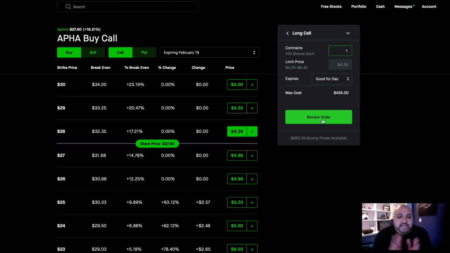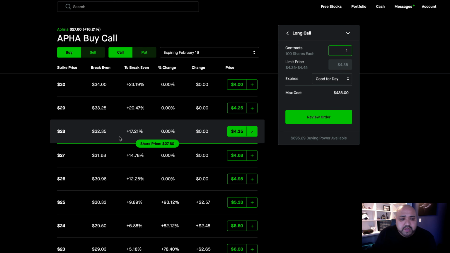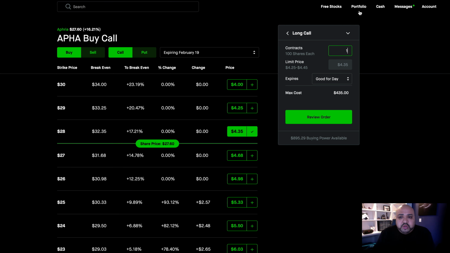What you want to do is keep an eye on it. When the stock does go over 28 and you hit your break even, you can see how much you're making for that day. If you see that you're making a lot, then you want to sell to cash in the difference. Okay, so I'm going to show you one that I currently have.